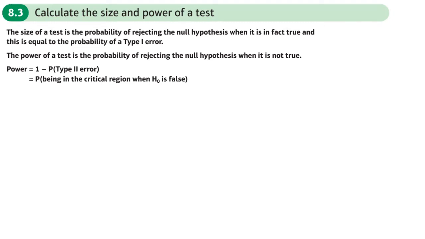This is the third section of the quality of test chapter, and here we look at calculating the size and power of a test. So this chapter's all been about so far what we do with H0. Our choices are that we either accept H0 or we reject H0. Yeah, we either accept the null hypothesis or we reject the null hypothesis.